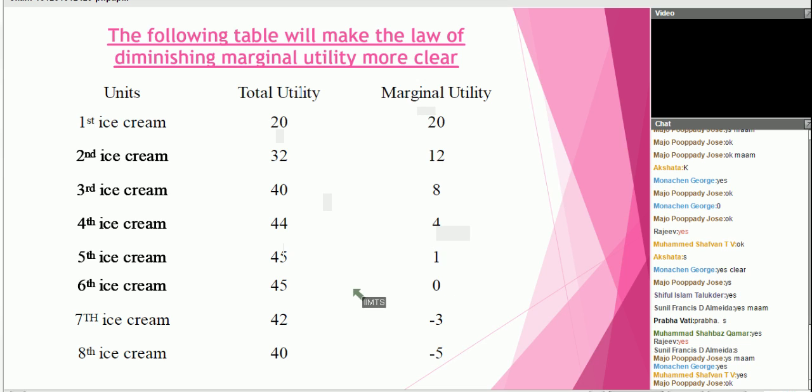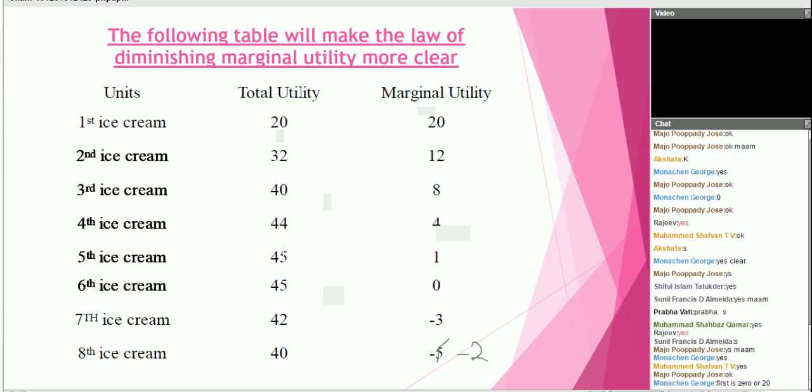The marginal and the total utility. Then for the 7th one, it will be minus 3. And for the 8th one, it will be minus 5. Actually it should be 40 minus 42, not 45. It's a mistake here. It should have been minus 2. First should be 0. It should be 0. Okay.